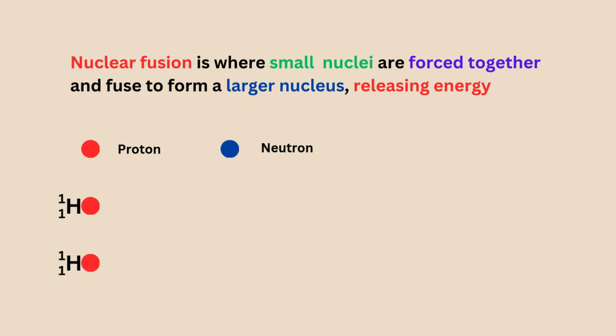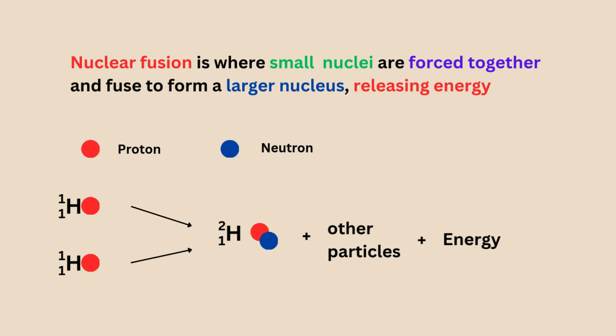Starting with two hydrogen nuclei, which both contain a proton each and do not contain a neutron, they fuse to form a heavy hydrogen nucleus, which is made up of one proton and one neutron. Now it appears as if a proton has disappeared and a neutron has appeared. The reaction is actually slightly more complicated than you see here, because other particles are also produced and energy is released. To simplify things, we use the term other particles. At a more advanced level, you will study this in more depth.